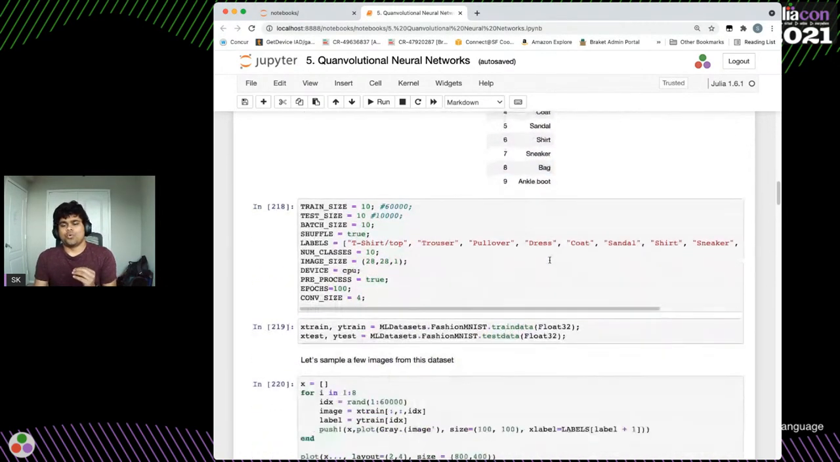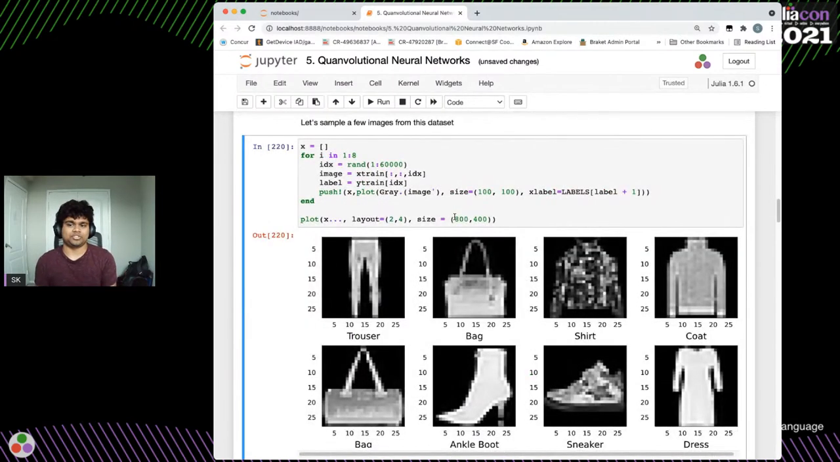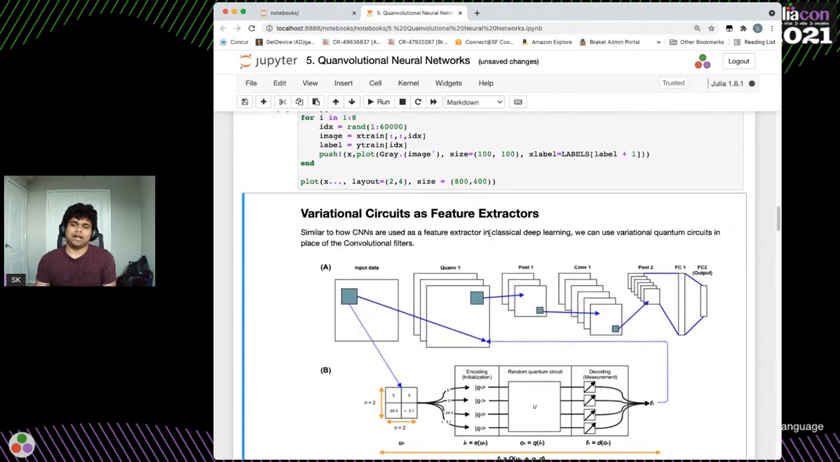So Julia has a great library, MLDatasets, where we can directly pull in the Fashion MNIST data set. We're going to do that first. And we can sample a few images from this data set, right?